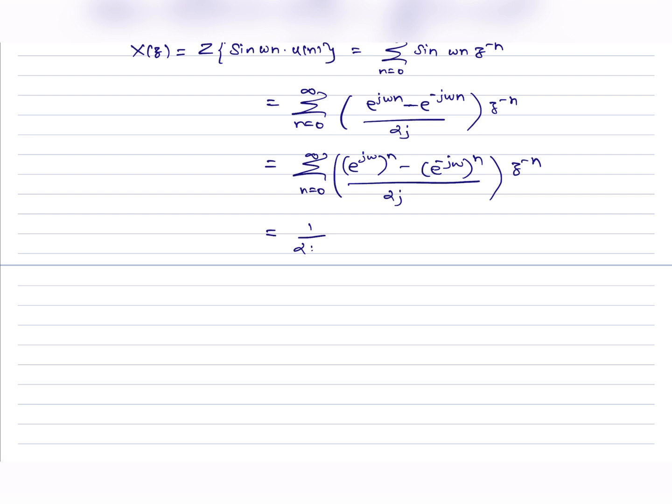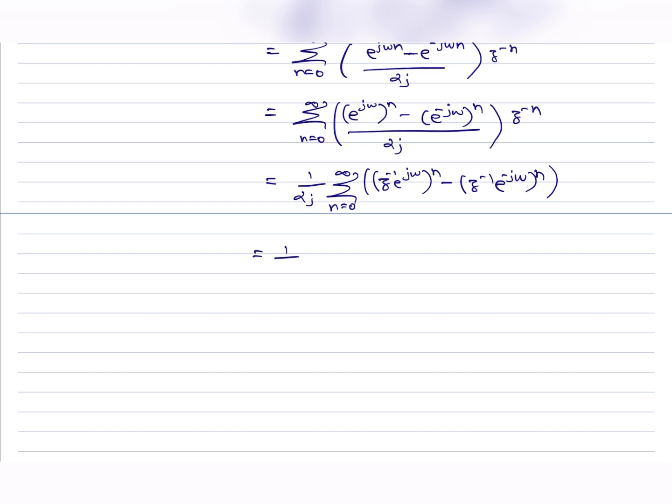And now you can pull 1 by 2j outside of the summation, so we are getting summation n equal to 0 to infinity of z inverse e power j omega whole power n, where z power minus n is taken as z inverse whole power n and brought inside, so it is multiplied and the nth power is taken together. Then we have 1 by 2j summation n equal to 0 to infinity z inverse e power j omega whole power n, minus the second term, summation n equal to 0 to infinity z inverse e power minus j omega whole power n.